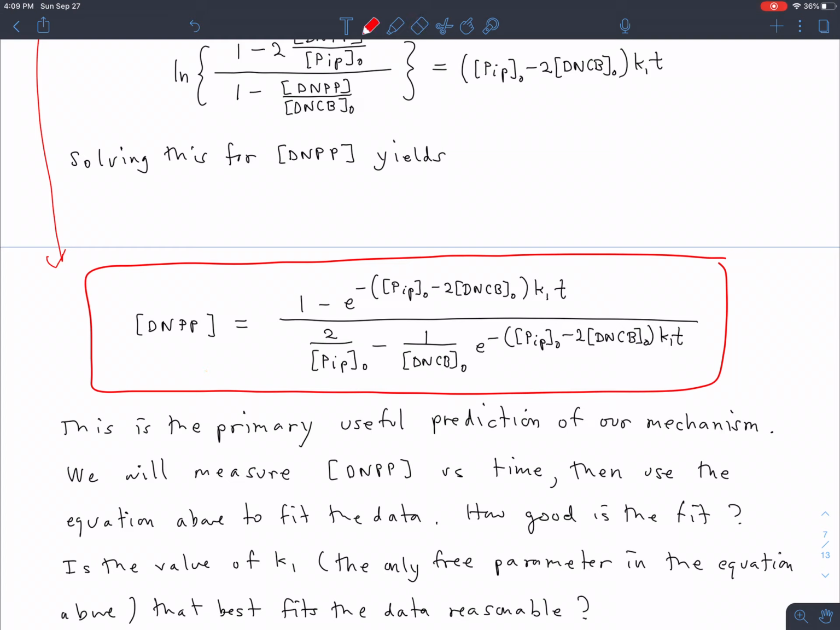The first is that if I let time go to infinity here, so I let time get very big, then this whole exponential will go to 0, and this whole exponential will go to 0, and I'll just get that the DNPP concentration as time goes to infinity is equal to the initial piperidine concentration divided by 2. You can see that, right? This is the only term that doesn't get killed as time goes to infinity. Is that correct? Well, that is correct, right? If the piperidine concentration is limiting anyway, then the maximum amount of DNPP you get out at the end is just half the piperidine concentration because 2 piperidines are used every time a DNPP is created.